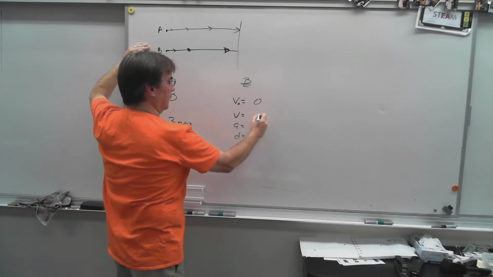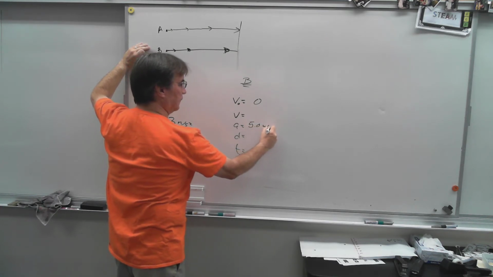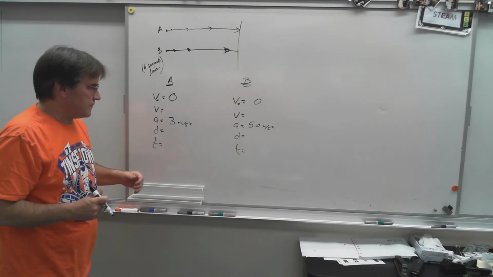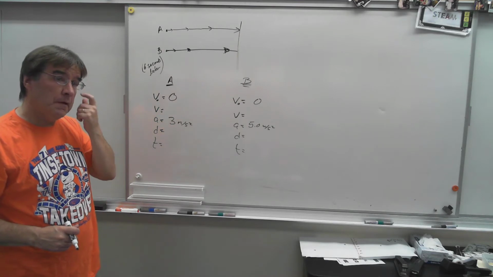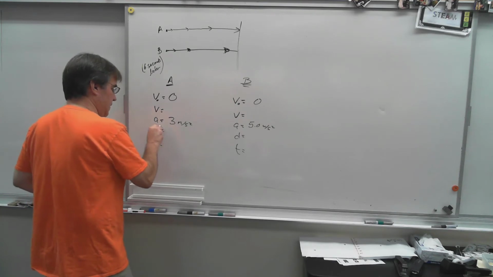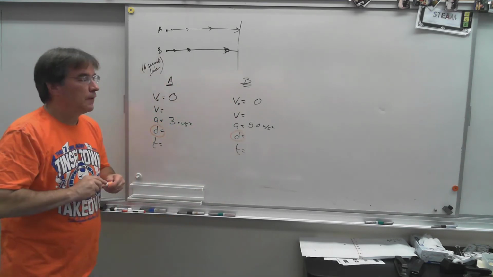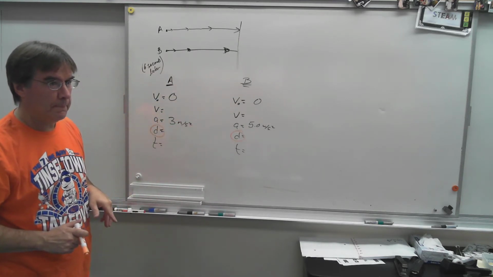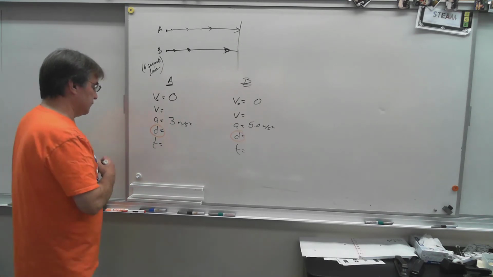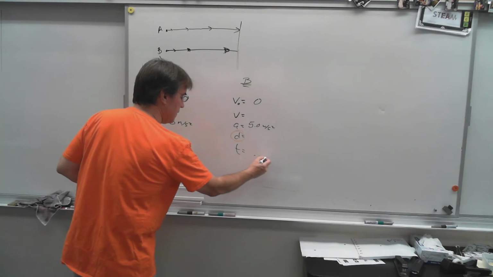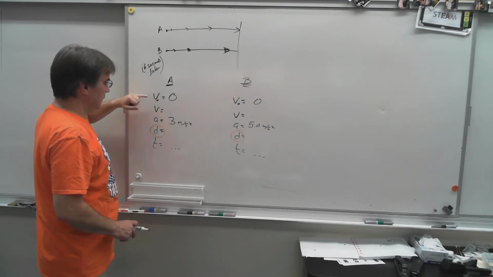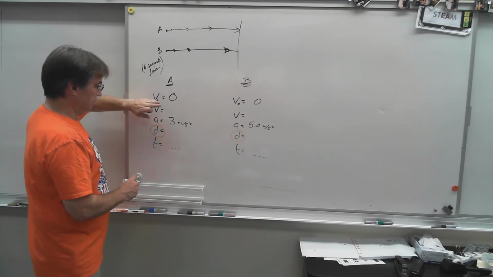Car B starts from rest, accelerates at 5 meters per second squared. So, don't know the distance, don't know the time, but we do know that these distances or displacements that they're traveling are the same. We could take advantage of that. And the other variable that we're interested in is time. So I want an equation that doesn't involve final velocity.